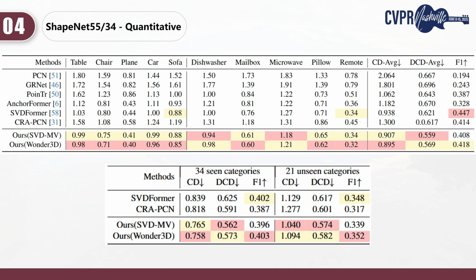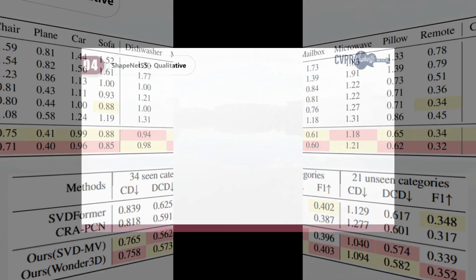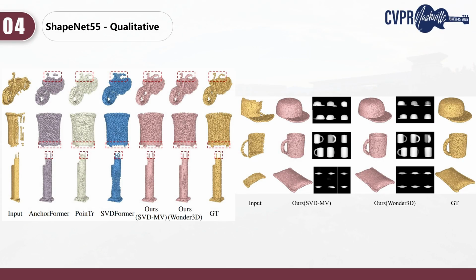The lower table displays the statistical results on the ShapeNet-34 dataset, where our method maintains high completion quality on unseen categories compared against state-of-the-art methods, demonstrating moderately strong generalization ability. The visual comparison on the ShapeNet-55 dataset also clearly illustrates the superior performance of PCDreamer on complex shapes with finer details.